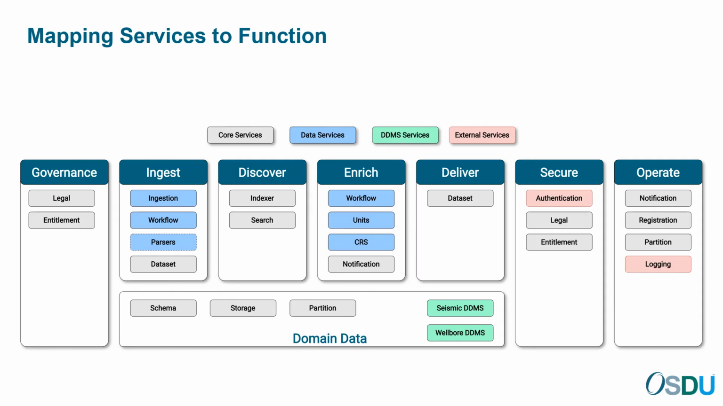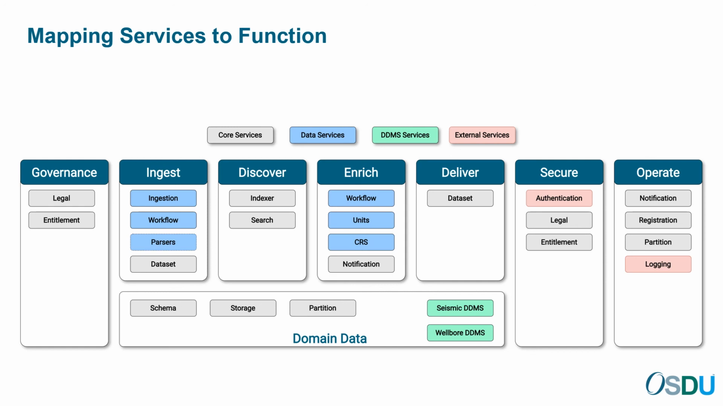Core services, generic and optimized data services, and external services all work together to deliver the OSDU data platform. The picture here attempts to map the services that an application developer will work with to the functional architecture of the OSDU data platform. You can see that the same core services are used to implement multiple functional requirements. An example is a dataset service, which is used during ingestion to capture content data, and then later in the delivery phase to deliver the same content data.